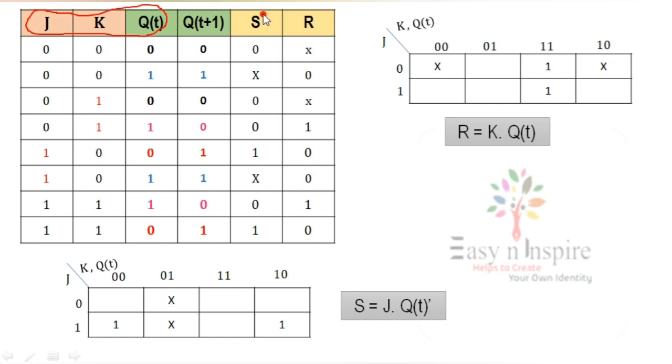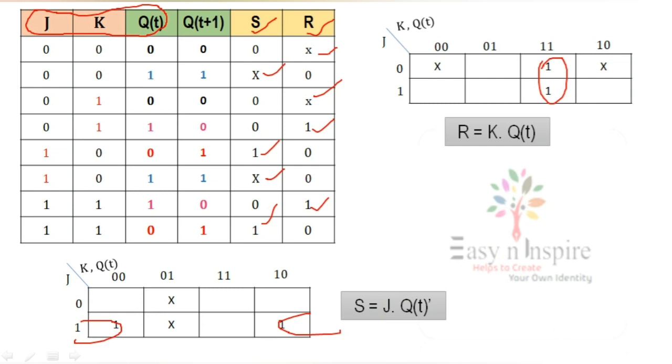So, these three values. Draw K maps for S and R. So, here x, 1, x, 1. This is for S. This is for R. See here, x, x, 1, 1. I am taking only SOP form. You can consider POS form, but just take SOP. It is simply easier for you. So from this, ignore this value. Just consider this combination here, this combination here. It is J into Q of t bar. Here K into Q of t. So these are my expressions for S and R.